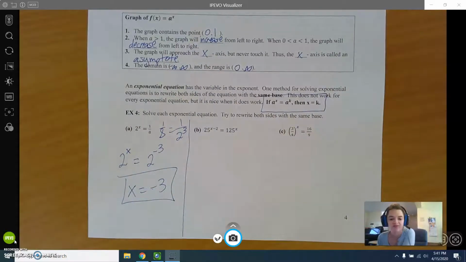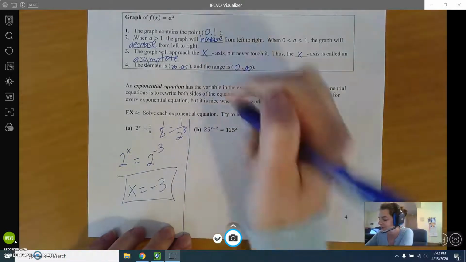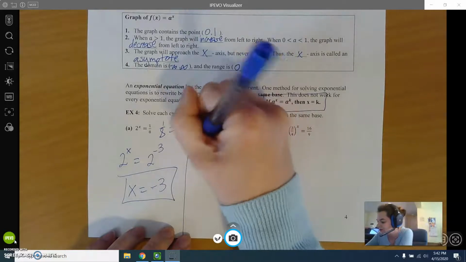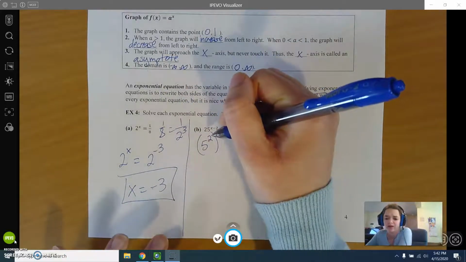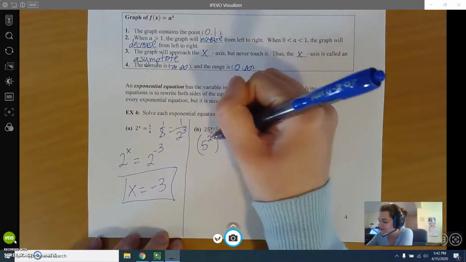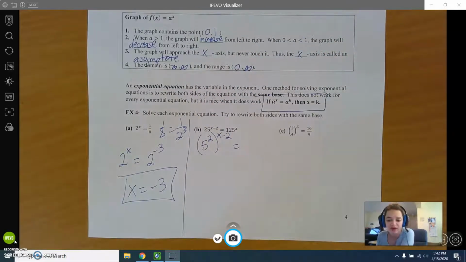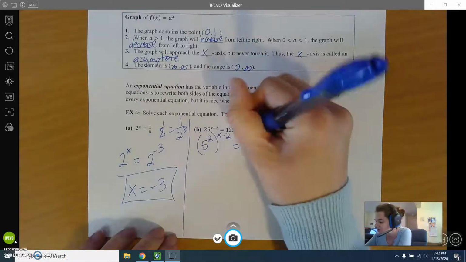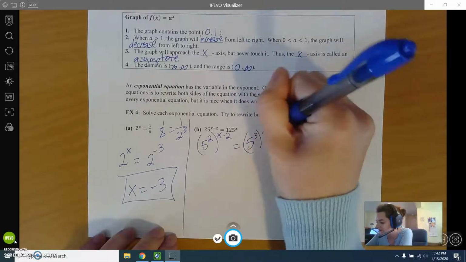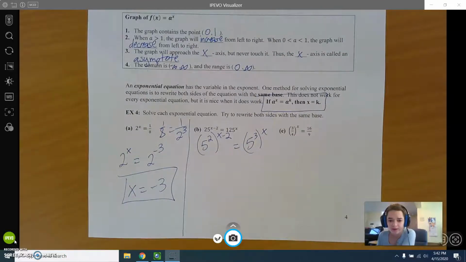In part B, I've got 25 to the x minus 2 equals 125 to the x. So 25 and 125 are not the same, but I notice that 25 and 125 are both powers of 5. So let's start with that, okay? So I know that 25 is 5 squared. So I'm just substituting that in. I'm just rewriting it in a different format, saying that 25 equals 5 squared, and it's raised to the x minus 2. Then 125 is 5 to the third. So now I'm going to have 5 to the third raised to the x, okay?